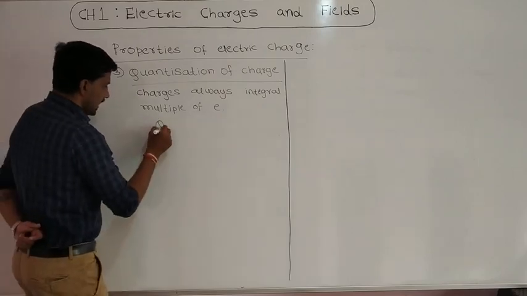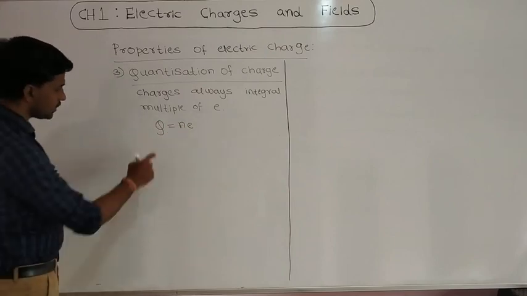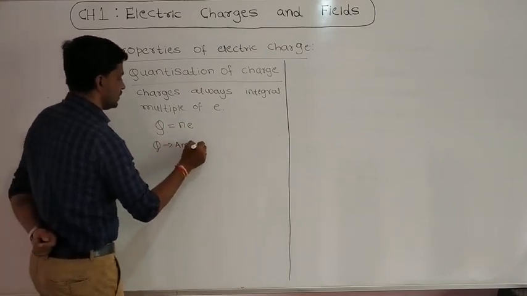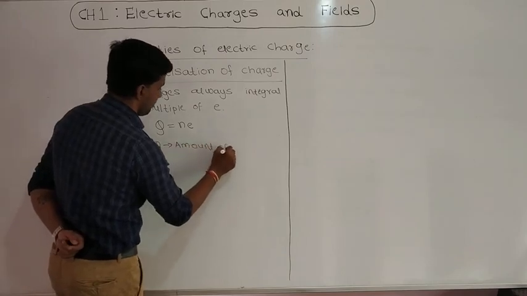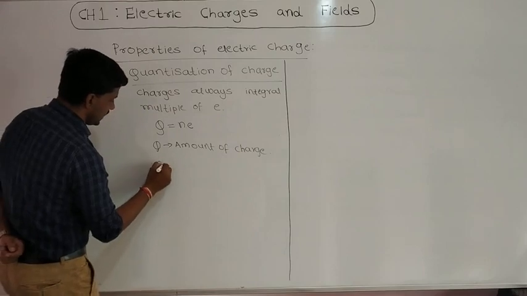It is denoted as Q is equal to N into e. Here Q is the amount of charge. N is an integer.